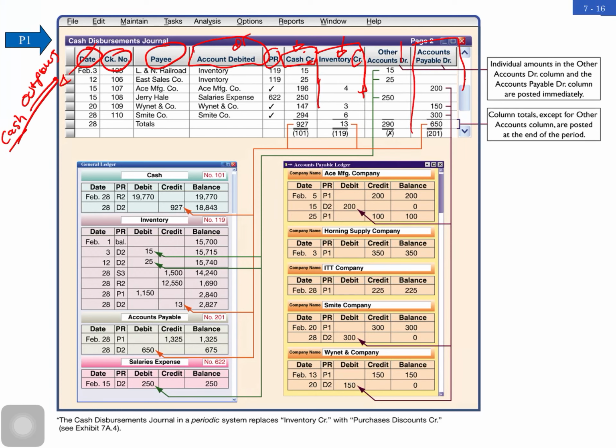For cash outflows, for example, you need to pay your debt, so you will have the account payable column here, and this is on the debit side, because when you pay your debt, your liabilities are decreasing, right? So when your liabilities are decreasing, it is on the debit side. This cash disbursement journal will also affect the general ledger and the accounts payable subsidiary ledger. It's simple, right?